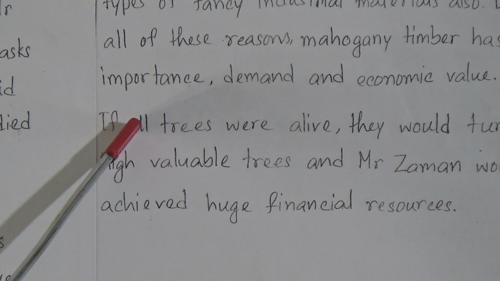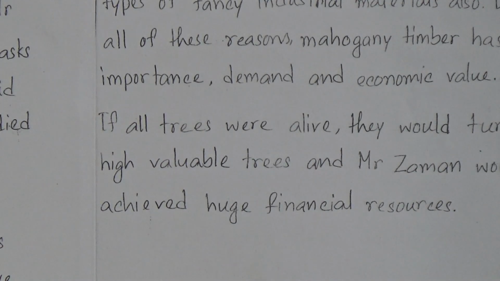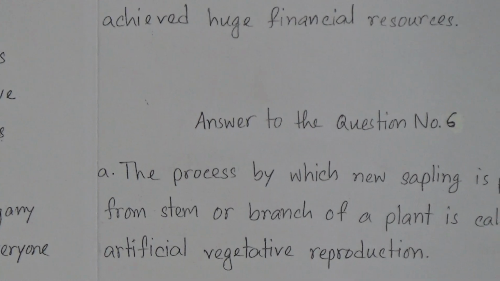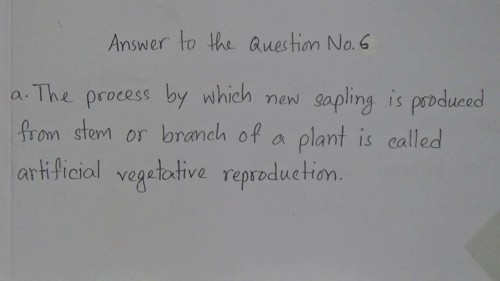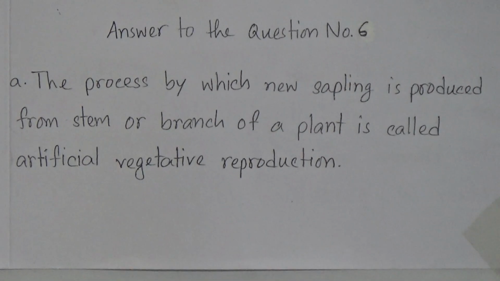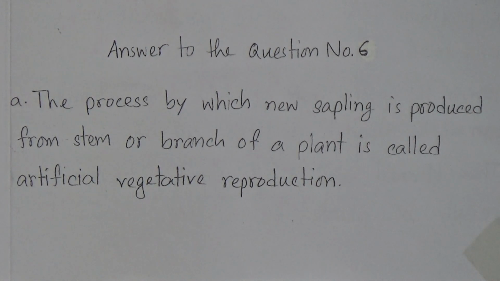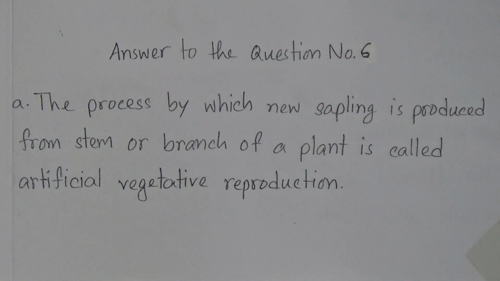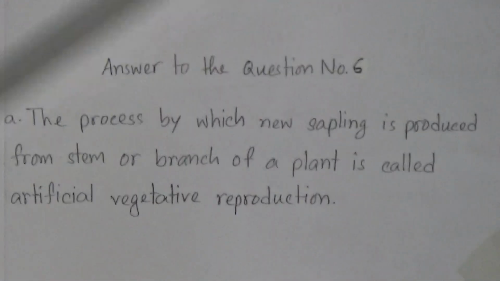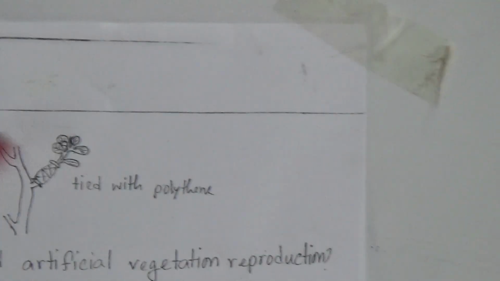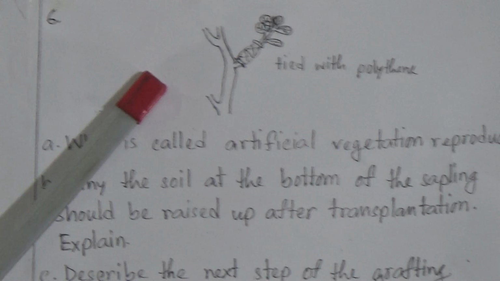But unfortunately, more than half of the saplings had died, and these are the significance of the mahogany tree. You can go through the significance of the mahogany tree from your textbook. Now, we will go to question number 6. Now, look, there is a picture for you, and look at this picture carefully.